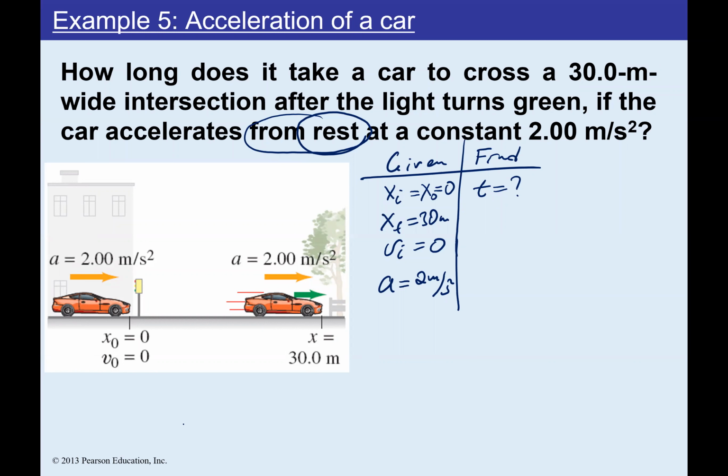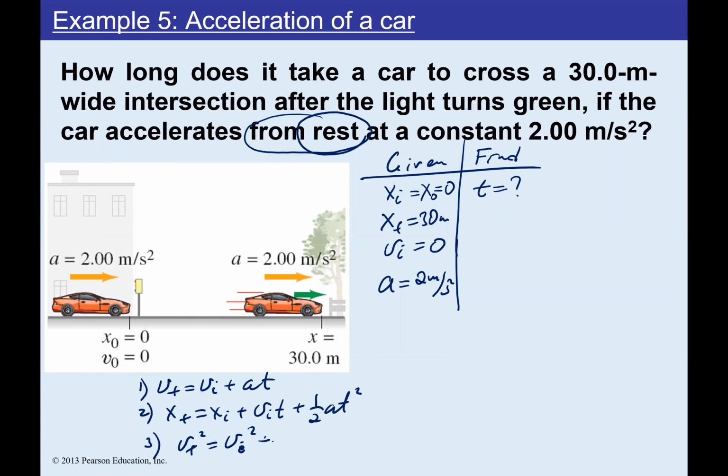You look at what's given to you, and then you look at those kinematic equations. Equation 1: V final equals V initial plus A T. Equation 2: X final equals X initial plus V initial times time plus 1/2 A T squared. Equation 3: V final squared equals V initial squared plus 2 A delta X. And then equation 4: delta X equals V initial plus V final over 2 times time.